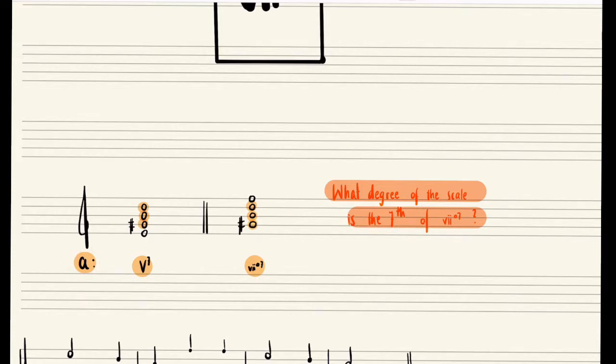And I have a question for you. What degree of the scale is the 7th of 7-7? What degree of the scale is the 7th of chord 7-7?